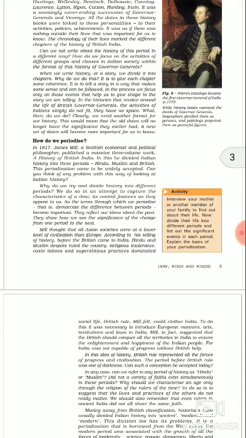This would mean that the old dates would no longer have the significance they earlier had. A new set of dates will become more important for us to know. So, it is very important for us to know these new dates.